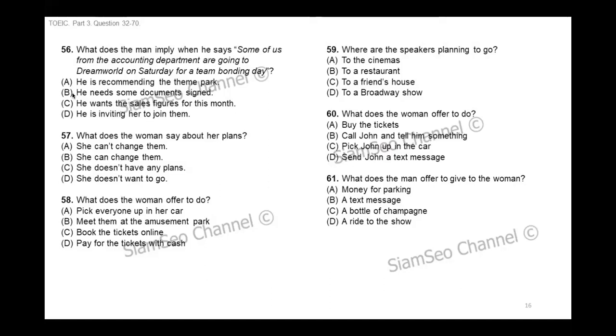Number 56. What does the man imply when he says, some of us from the accounting department are going to Dreamworld on Saturday for a team bonding day? Number 57. What does the woman say about her plans? Number 58. What does the woman offer to do?